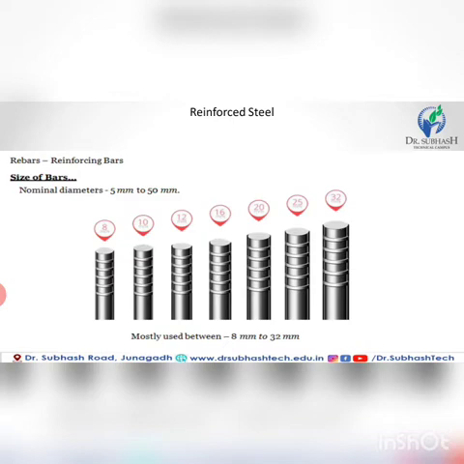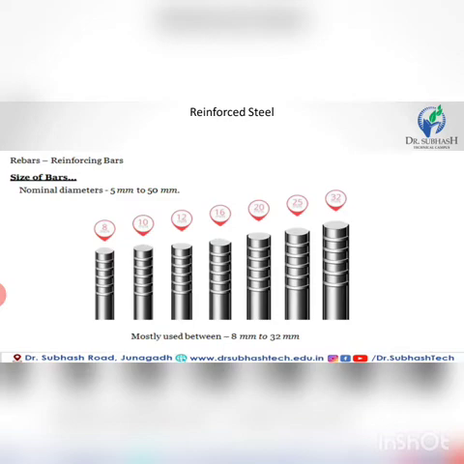Generally, RCC mainly uses three grades of steel: Fe 250, Fe 415, and Fe 500. First, Fe 250 is called mild steel.